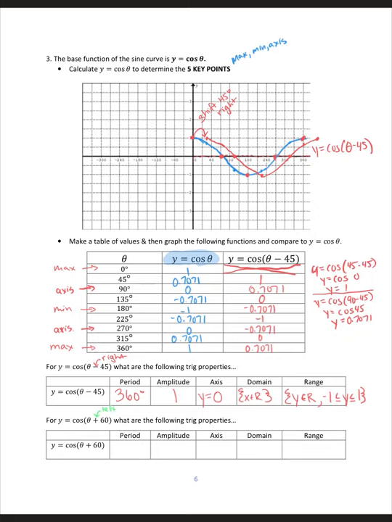So if I look at my original function and I wanted to graph y equals the cosine of theta plus 60, I'm just going to take each of my points and I'm going to move them 60 degrees. So I'm going to take this point here and I'm going to move it 60 degrees and plot a point. Okay, I'm going to take my next key point, which was at 90 degrees, and I'm going to move that 60 degrees to the left. And I'm going to do that for all of those key points on my base function. So 60 degrees. And then finally this point at 360, I'm going to move 60 degrees.